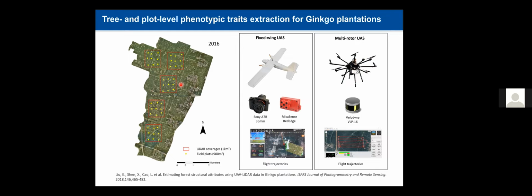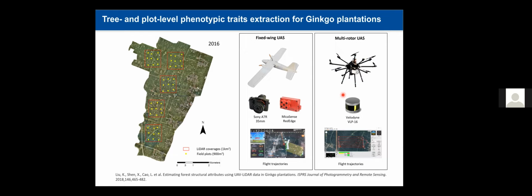So this is the second study site I will introduce to you. It's in Pizhou. In this study site, our research object is a ginkgo plantation. We do tree level and plot level phenotypic trait extraction for ginkgo plantations. The instruments we use are a fixed wing and a multi-rotor UAV with a camera, a multispectral sensor and a LiDAR sensor. So this is our result.